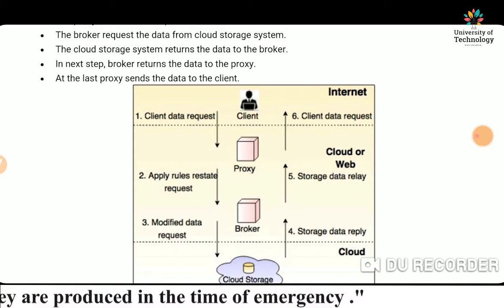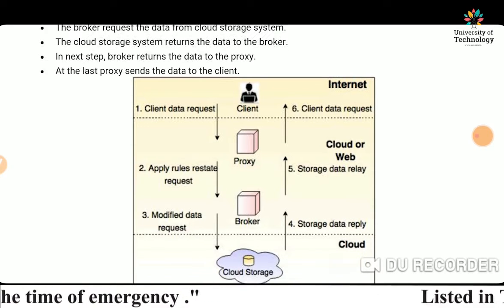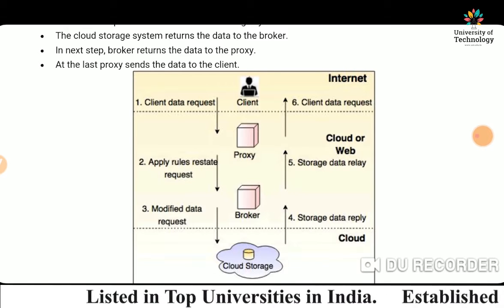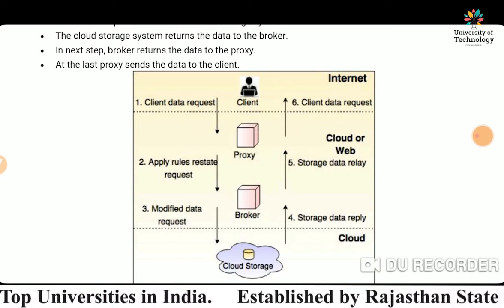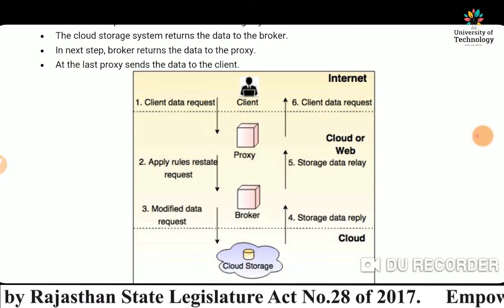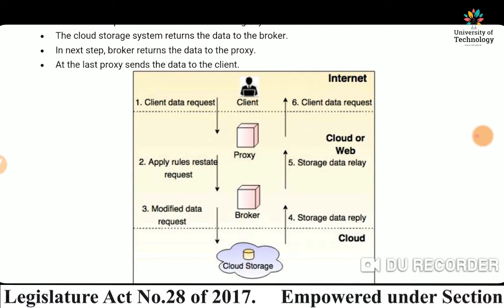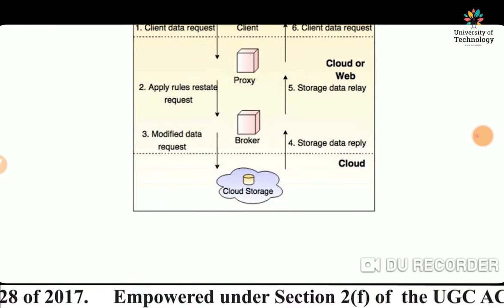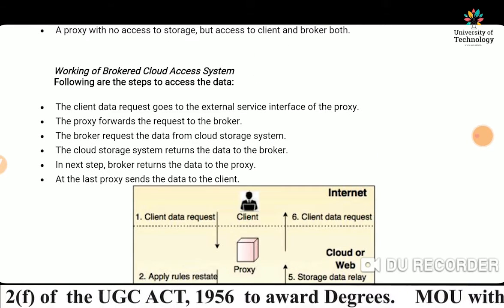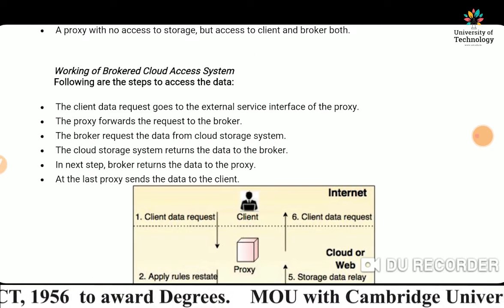The cloud storage system returns the data to the broker. And in the next step, the broker returns the data to the proxy. And at the last, the proxy sends the data to the client. So this is the working of the broker cloud access system. Okay, these are the steps.